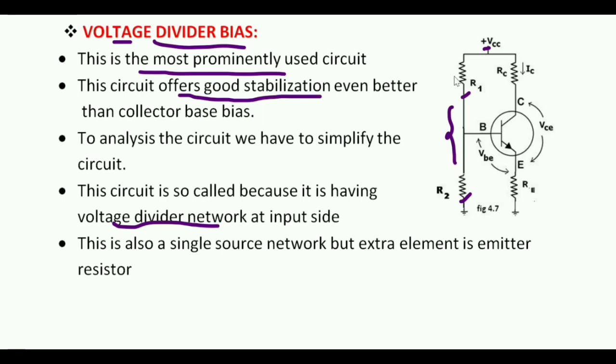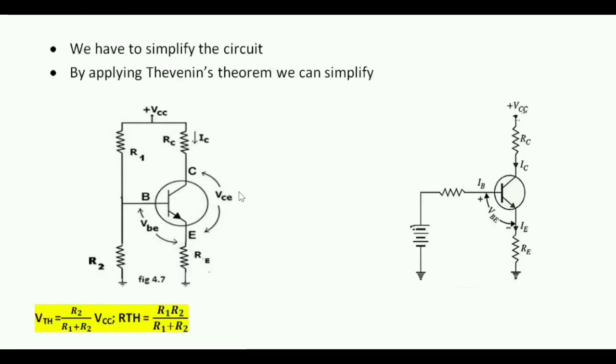We have learned that because of voltage divider network at the input stage, and this network is also called potential divider network, this model is also called self-biasing model because the resistor which is connected is biasing the transistor.